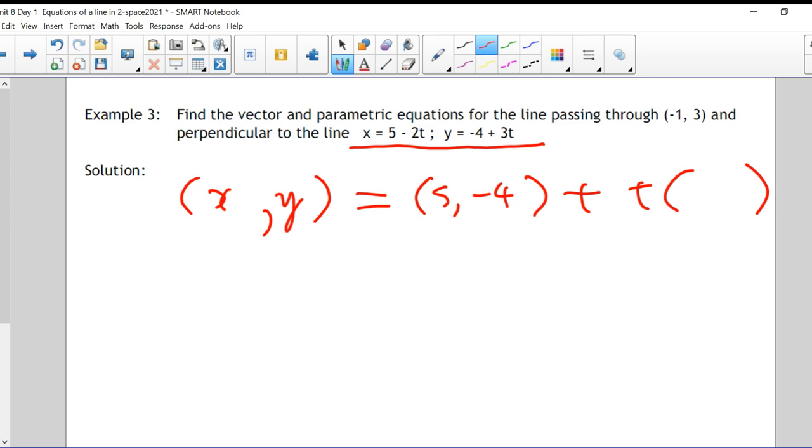Right? And what do you think is a direction vector on that? The minus 2, 3, absolutely. Okay. So that would be the direction vector. No, we want something that's perpendicular though. Now, here's what I want to say to you.